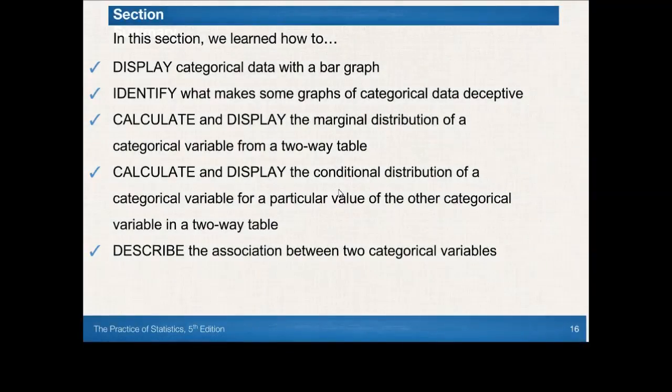Okay, so you should know how to display the summary of both parts of the chapter. Display categorical data in a bar graph. You should be able to do that. Should be able to identify what makes graphs of categorical data deceptive. Calculate and display the marginal distribution of a categorical variable from a two-way table. Calculate and display the conditional distribution of the categorical variable from a two-way table. So just be careful, you're only including those in the condition. And then describe whether there's an association between categorical variables.